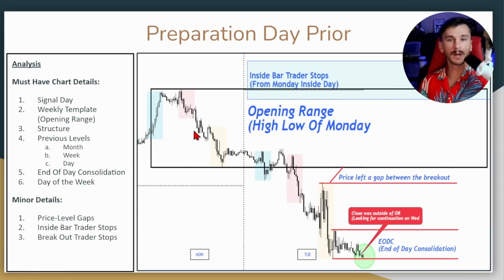Inside bar trader stops. So like I said, Monday was an inside day, and then they triggered the low of that inside day. An inside day is essentially an inside bar on the daily chart. Now, this is a 15-minute chart, and that means that once we triggered the low of that inside bar on the daily chart, that's going to put stops up here at the high of that inside bar.